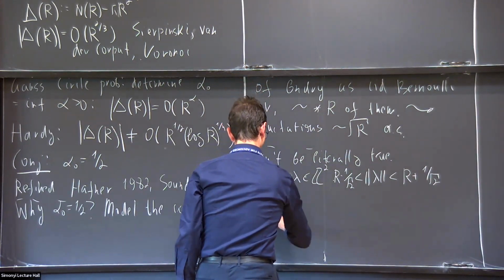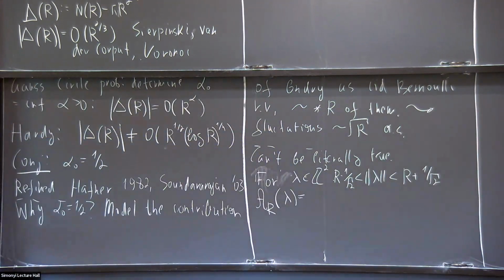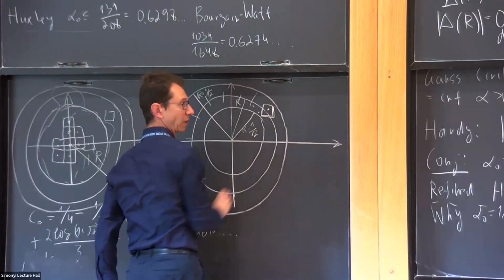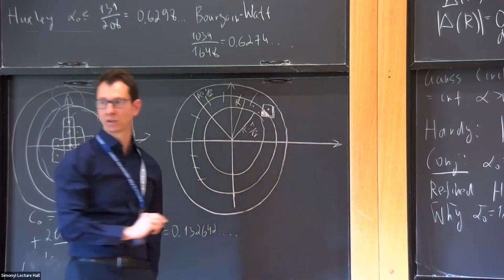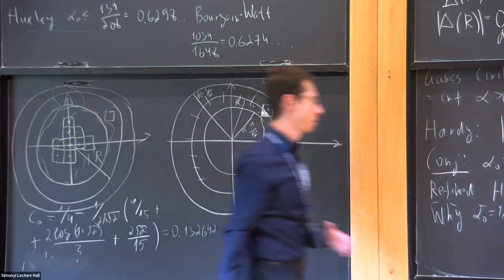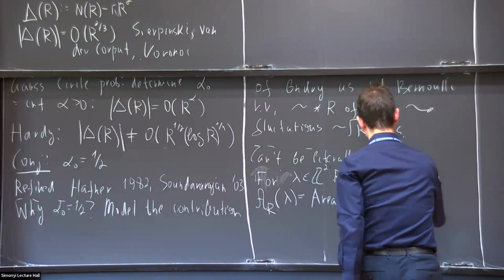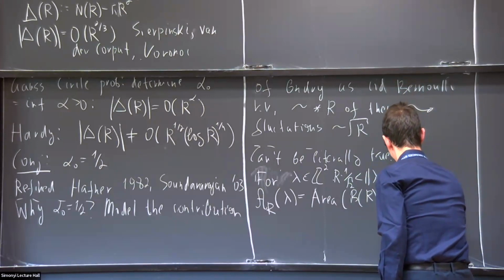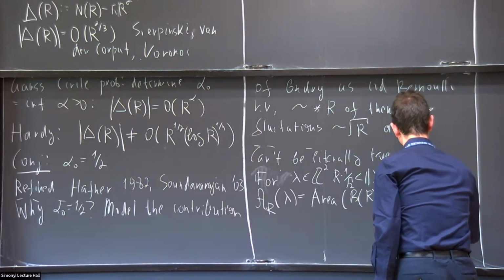A_R of lambda is going to be, so this is the lattice point, this is the square, we take a square centered at this point and count the area which is contained inside the circle, that is, the area of the intersection of B_R, which is the disk, with S, which is the square, translated by lambda.